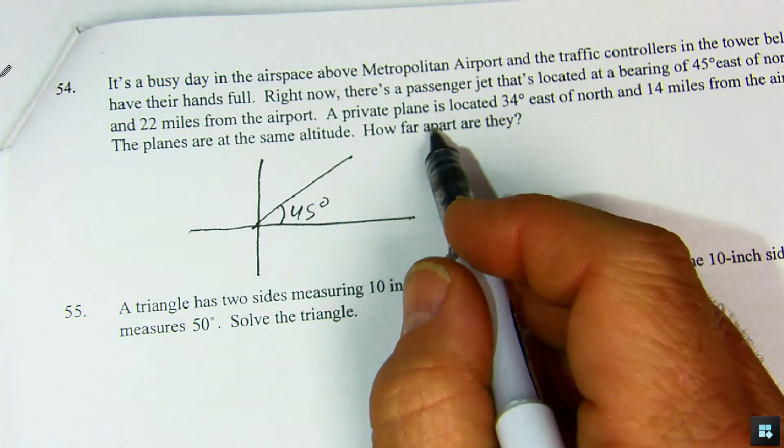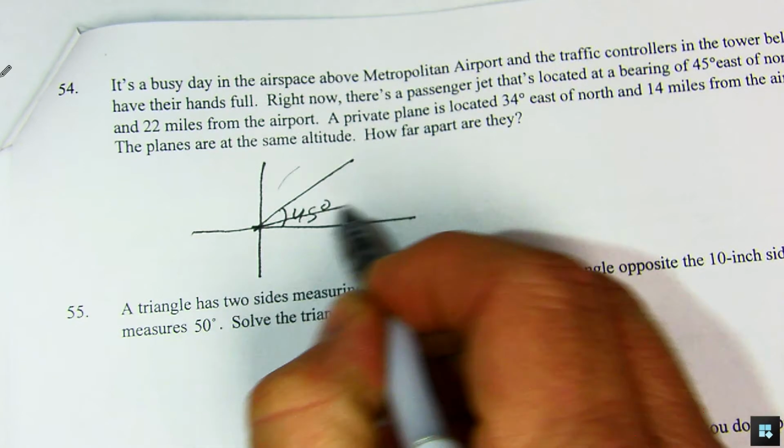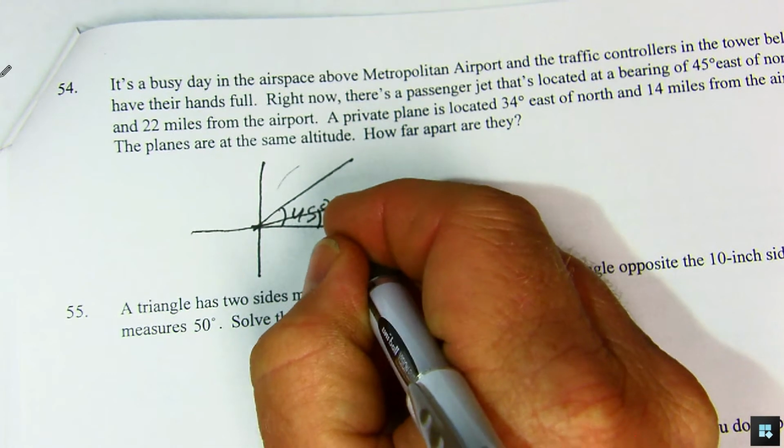And then it says there's a private plane located 34 degrees east of north. So that'd be this way. Okay, that's 34 degrees.